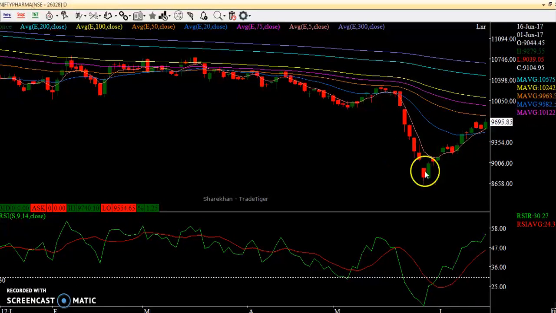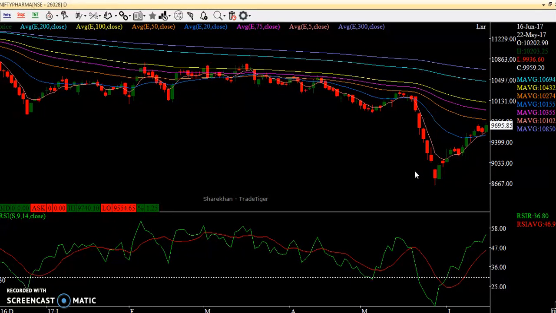Like, look at this area, right? In the end of May, something bad happened to the pharma sector, and look at the index falling all the way from 10,000 to 8,600, 1,500 points down within no time. I was tracking this every day. It took around 1 week's time for the pharma index to fall by 1,500 points, and it took almost 10 to 15 days to again get back to 9,600 levels, 1,000 points up.